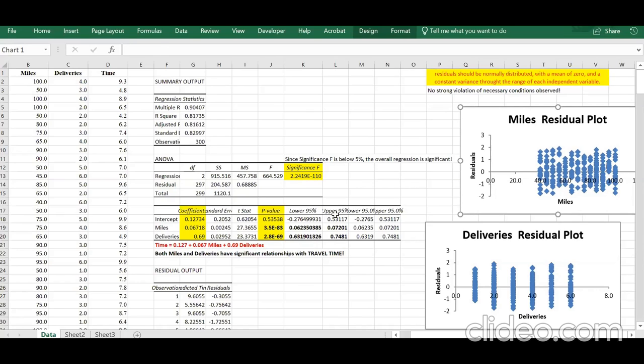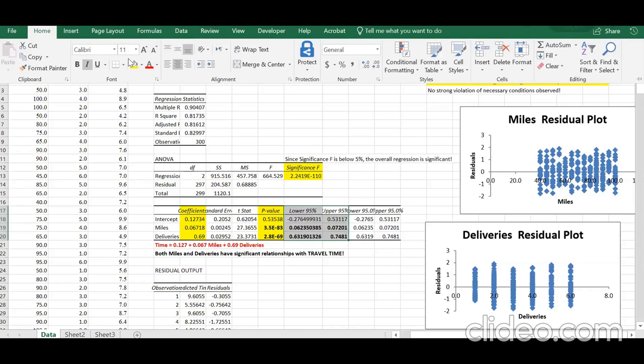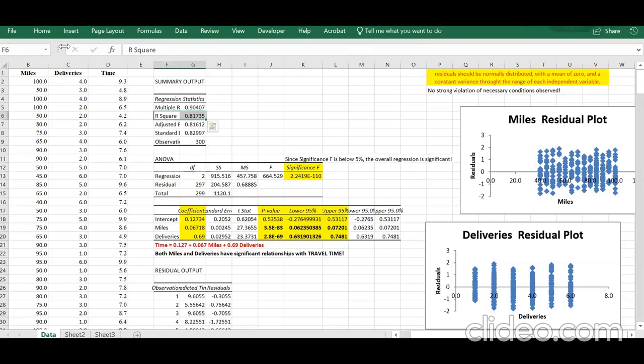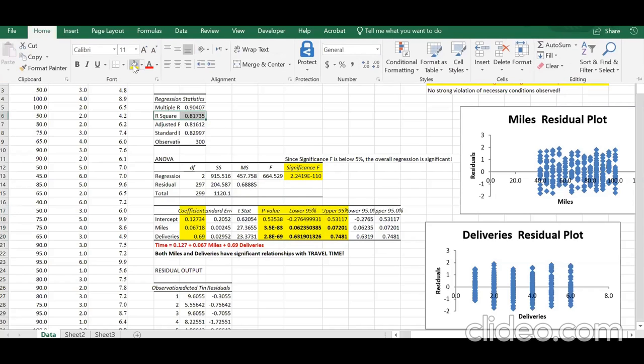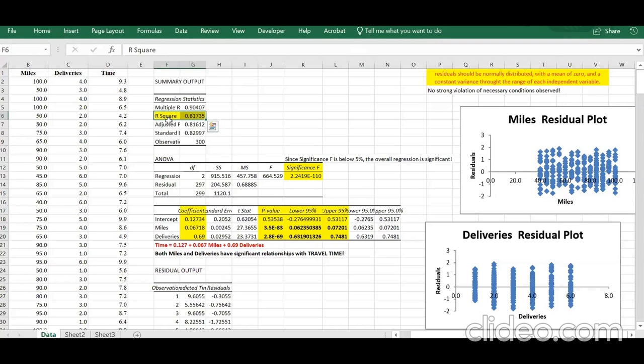So let me just highlight these two columns as well. So we have the 95% confidence interval for the coefficient. We know whether they're significant or not. We know if the overall model is significant or not. And we also have the R squared. So here you have the R squared. Here you have the adjusted R squared.